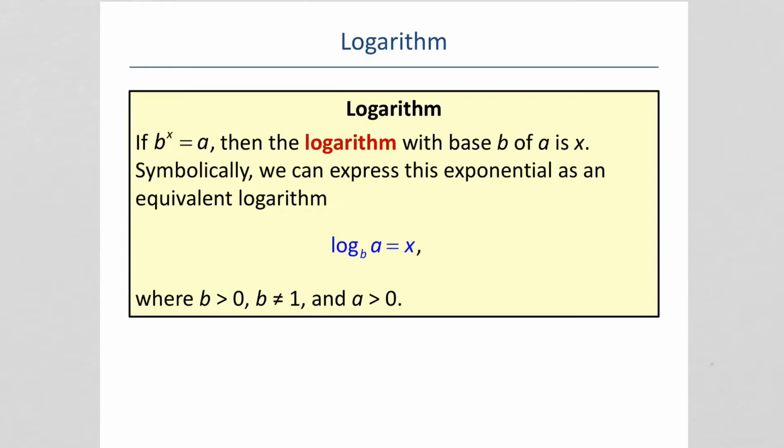If b to the x equals a, then the logarithm with the base b of a is x. So what we can say is this: if b to the x equals a, that is interchangeable with log base b of a equals x. We can switch things back and forth. Sometimes it helps us to have everything in terms of a log, and sometimes it helps us to have it in terms of an exponent.